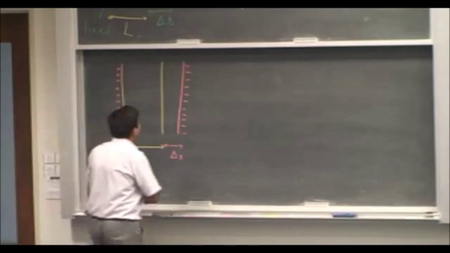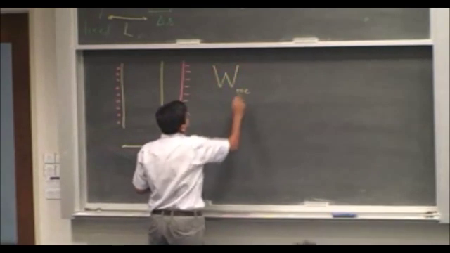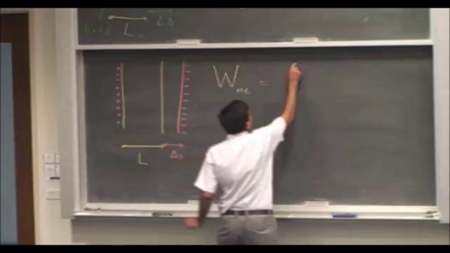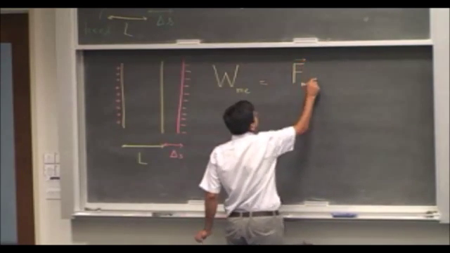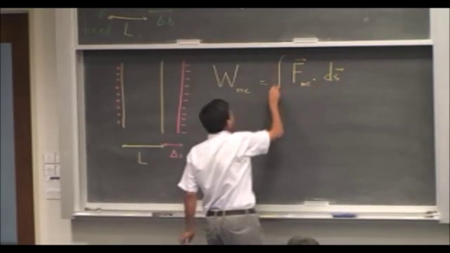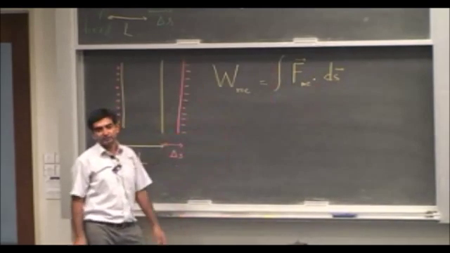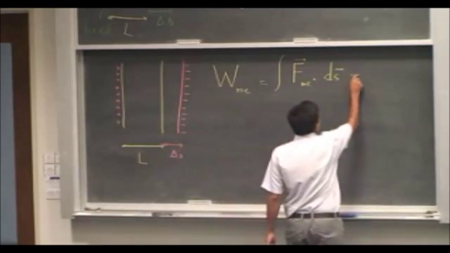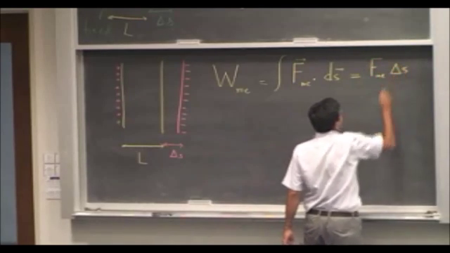Let's find out the total work that I've done. Work me. The work that I've done is the force that I've applied, F me, dotted with some ds, integral from this position to this position. Both of them are parallel, so I can just write F me into delta S.